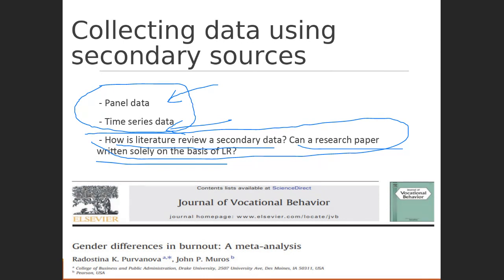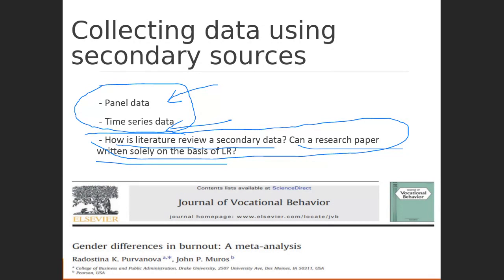a literature review can be a secondary source of data, and you can publish research written solely on the basis of a literature review, because you're not collecting new information, which you do for primary sources of data. Those research projects which rely only on the findings of previously published research are called literature review papers. They can be meta-analyses as well.